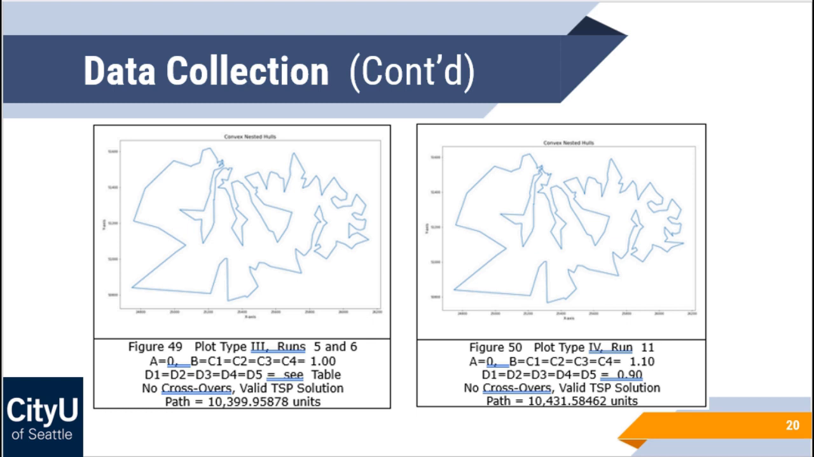Data collection continued. Type 3 runs 5 and 6 had a shorter path length than baseline type 1 and is considered valid. And type 4 run 11 again had shorter traverse length than type 1 and is considered valid. Somewhat of a surprise in these results.